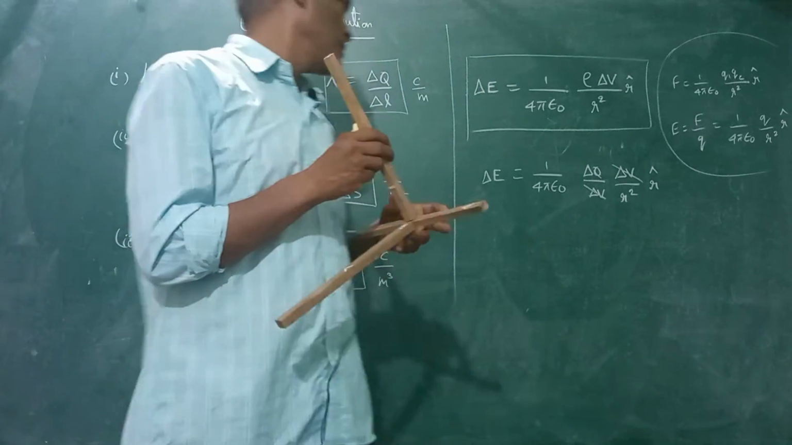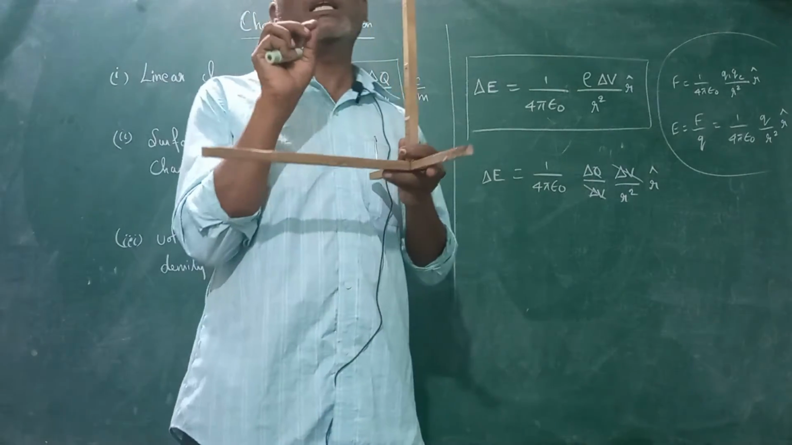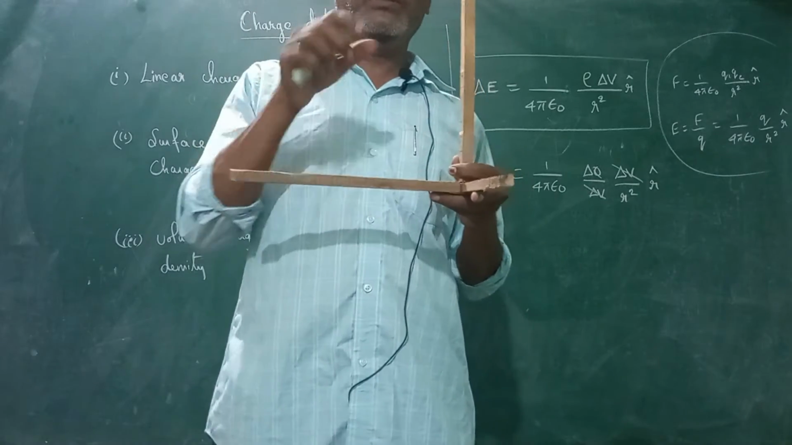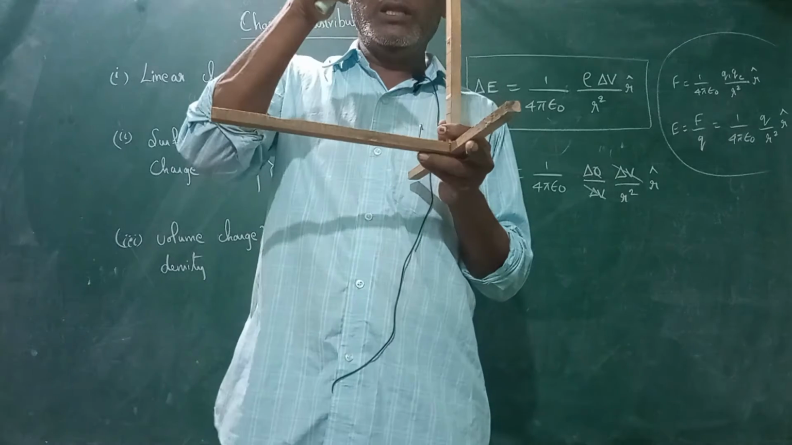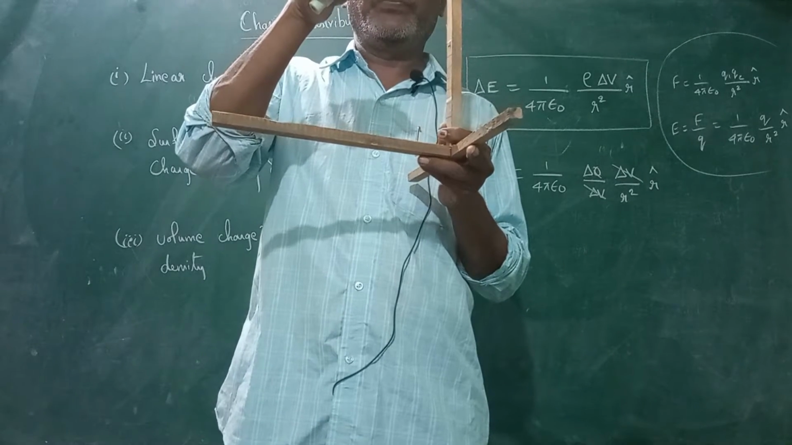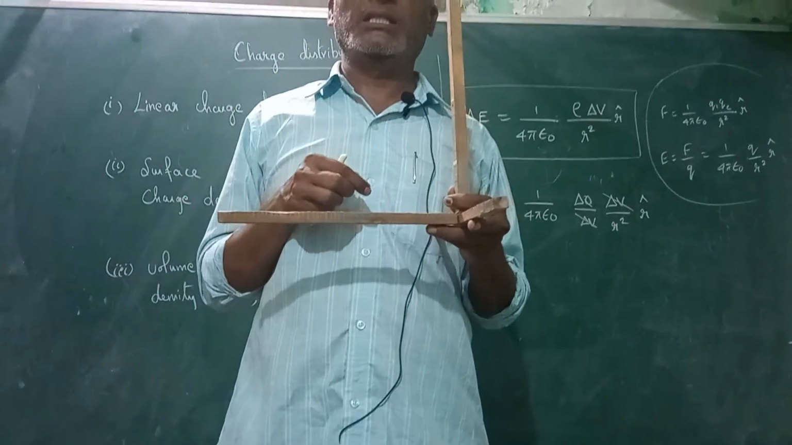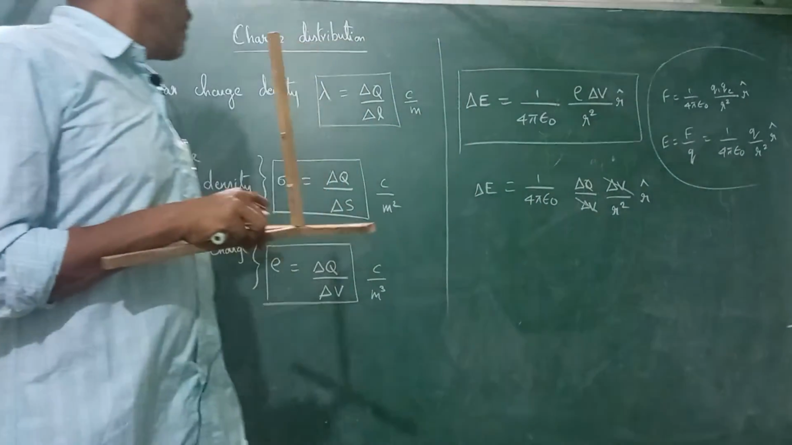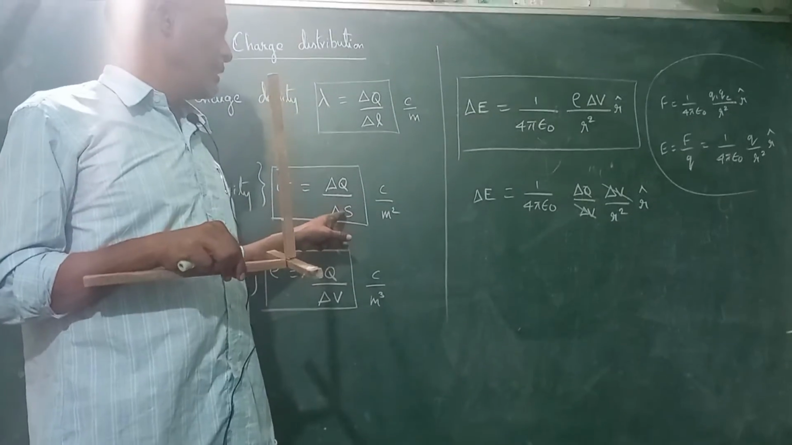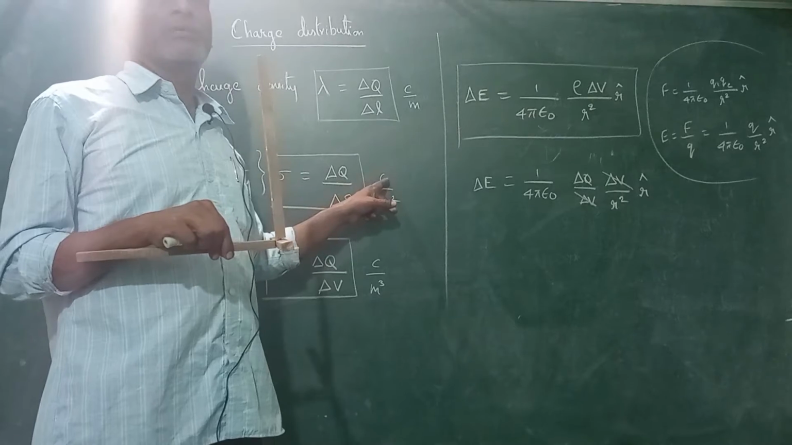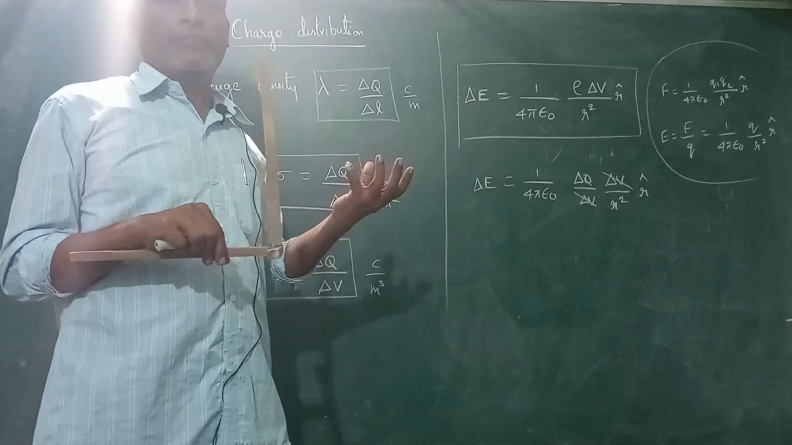Next we deal with surface charge density, which is del Q by del S. Now we consider an area. Suppose you assume this to be a sphere or some surface, in that you take a small area. In that, what is the available charge? So the formula for surface charge density, sigma, is equal to del Q by del S. So del Q is nothing but the charge in that area divided by the area.